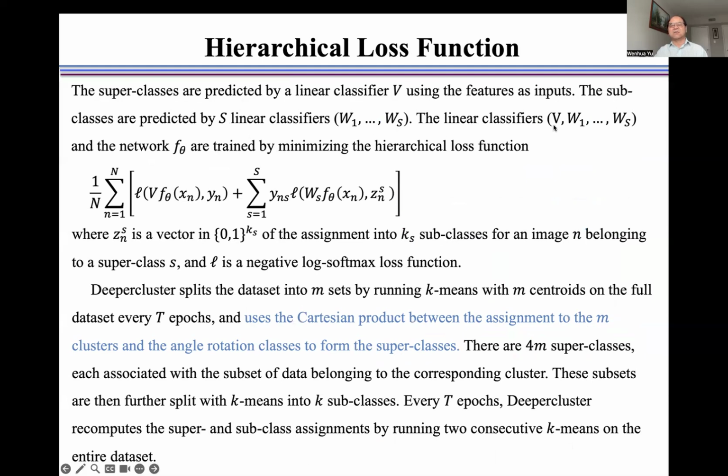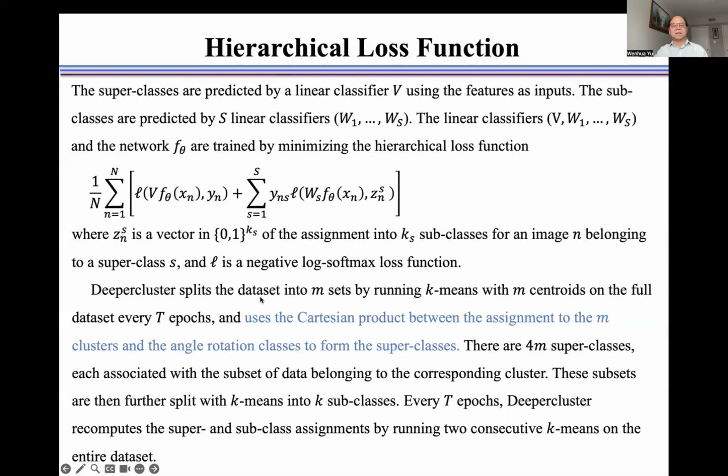The linear classifiers V and W and the network f theta are trained by minimizing the hierarchical loss function defined as here, where Zns is a vector of assignment into Ks subclasses for image n belonging to a superclass S, and L is a negative log softmax loss function.